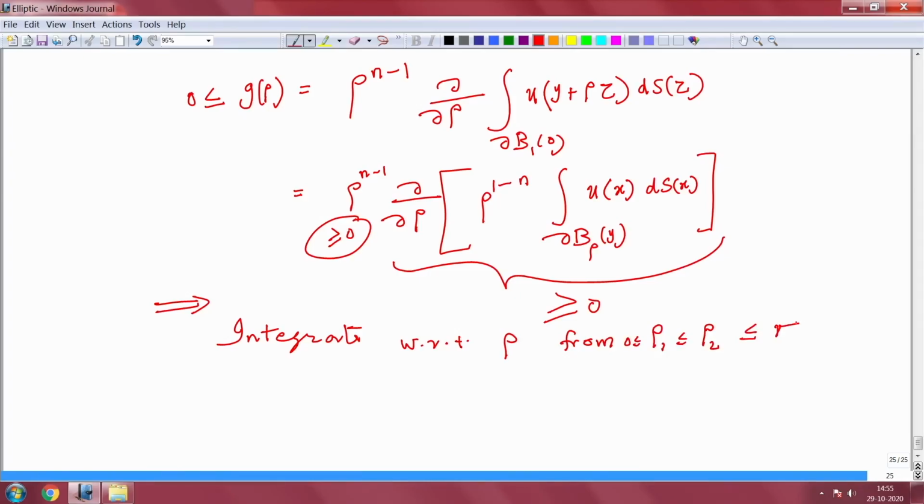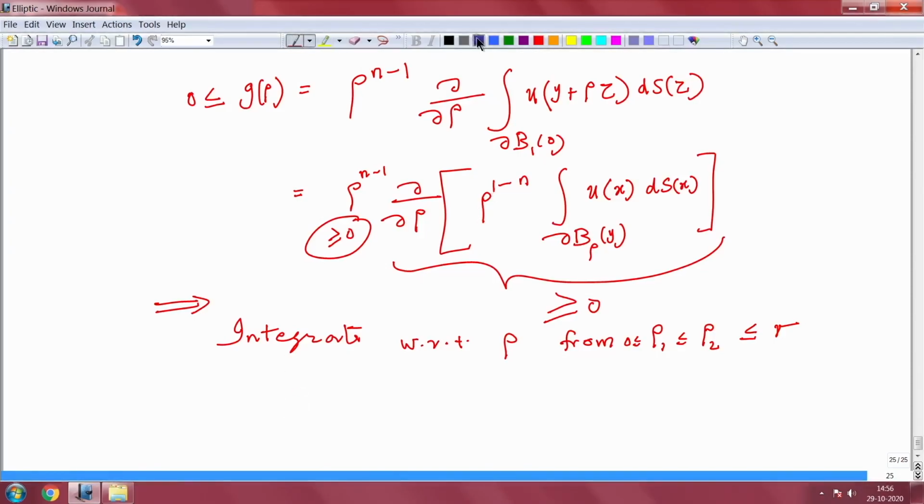You can choose any rho 1 because this formula is valid for any rho 1 and rho 2. So if you integrate, you get exactly that term.